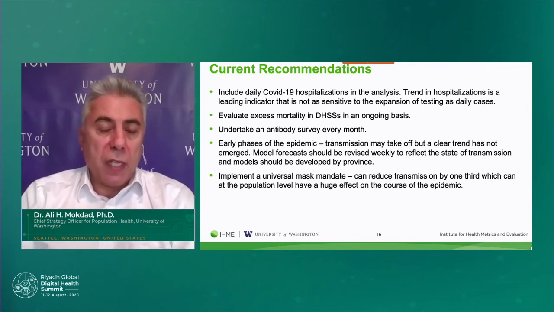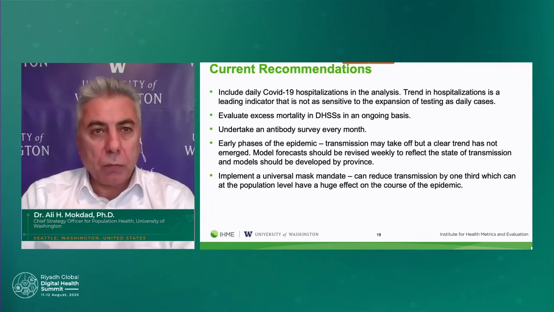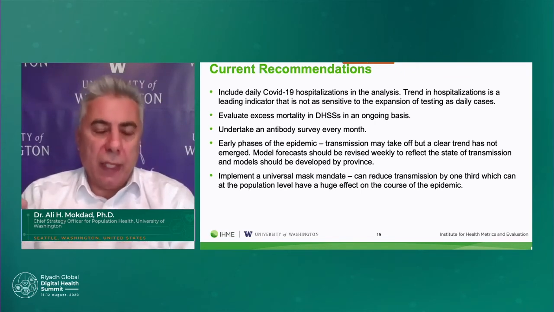We also need a better handle on excess mortality so we can estimate the impact of this pandemic, and more antibody surveys every month so we know how many people are infected and can refine our models. Transmission early on is taking a different form because of people who locked down, as the previous speaker mentioned. In April, we didn't see any cases.